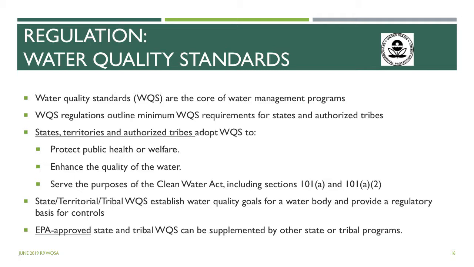The Clean Water Act specifies that states, territories, and authorized tribes are supposed to adopt water quality standards to protect public health or welfare and enhance the quality of water, to serve the purposes of the Clean Water Act, including sections 101(a) and 101(a)(2). Those restore the chemical, physical, and biological integrity, and provide for the protection and propagation of fish, shellfish, wildlife, and recreation in and on the water. So states, territories, and tribes establish water quality goals for a water body, and that really provides the regulatory basis for all controls after that.